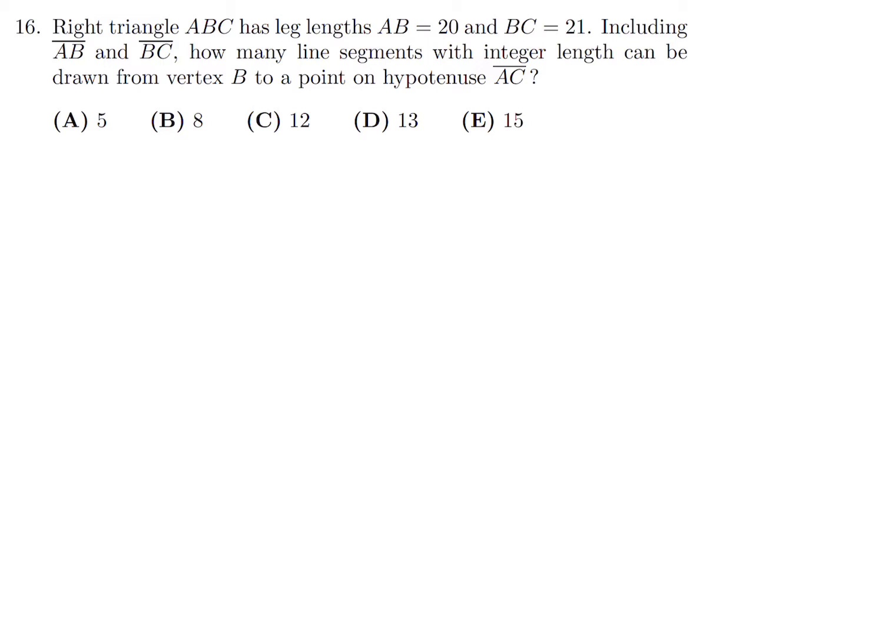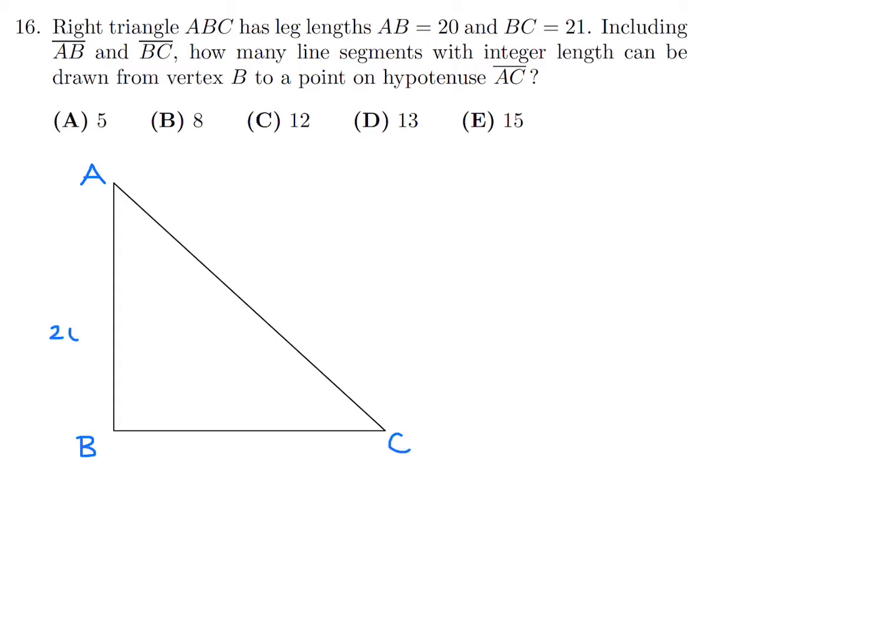Triangle ABC has lengths AB is 20, BC is 21, including AB and BC. How many line segments with integer length can be drawn from vertex B to a point on the hypotenuse AC? Well, let's draw a triangle, and 21 and 20, right? So very close to each other. Okay, and let's label this now. So we've got A, B, and C. This is 20, this is 21.